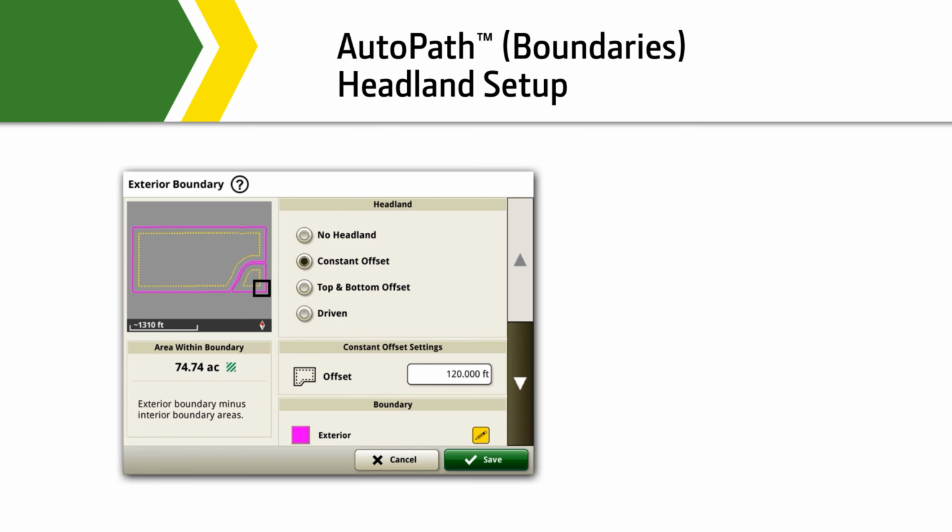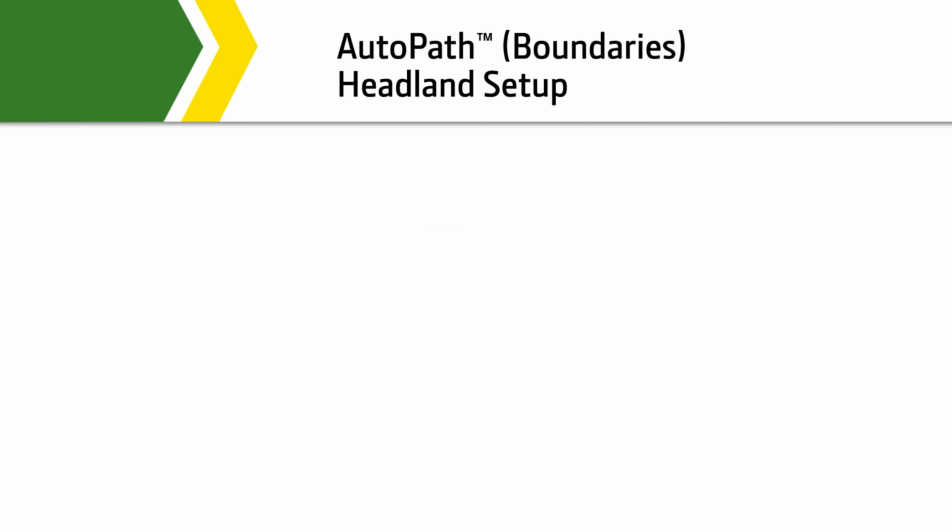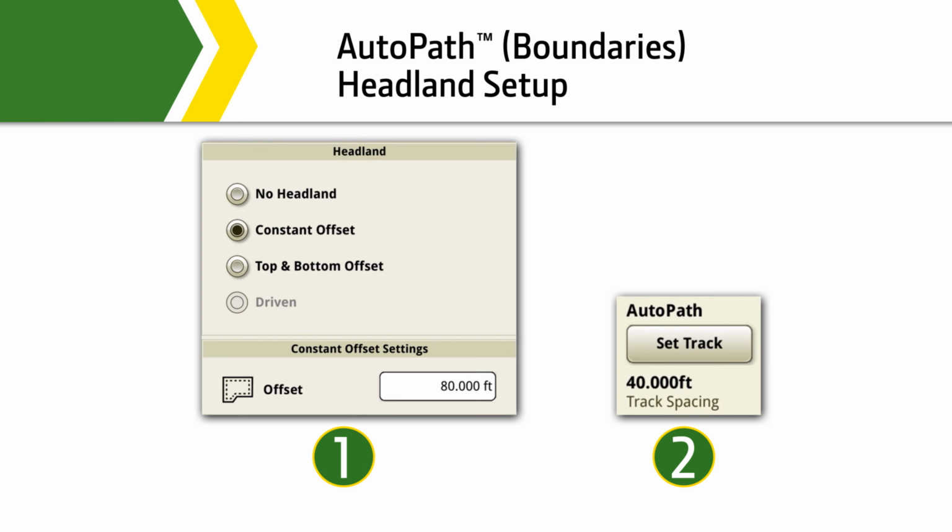As we zoom into the corner, you'll see that 120 feet is showing the distance from the pink field boundary to the yellow headland line. So as that number gets bigger or smaller, that will move that headland line closer to or further away from that pink field boundary. In order to get the proper number of tracks around the edge of the field, you'll need to know two numbers. What is the offset that you have for your headland, and what is your track spacing?